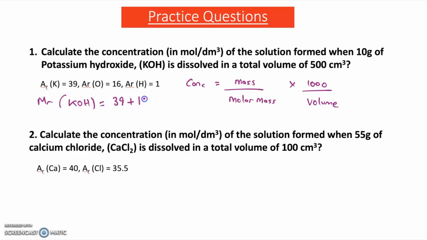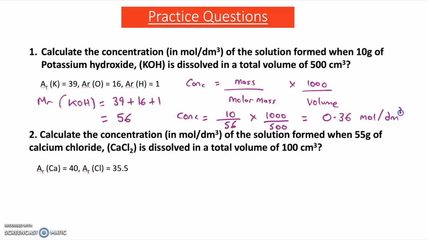So the AR value of potassium is 39, the AR value of oxygen is 16, and the AR value of hydrogen is 1. So that will give me an MR equal to 56, and therefore the molar mass will be 56 grams per mole. So to work out the concentration, I do mass over the molar mass, so 10 over 56, and I times it by 1,000 over the volume. Now the volume is given in the question, it's 500 centimeters cubed, so it'll be 10 over 56 times 1,000 over 500. So that will give me a concentration equal to 0.36 moles per decimeter cubed.